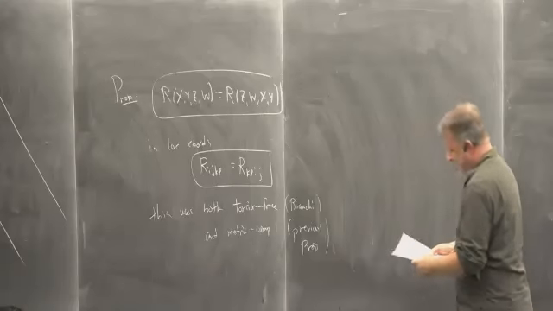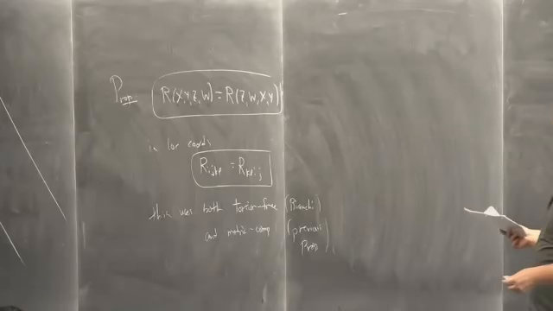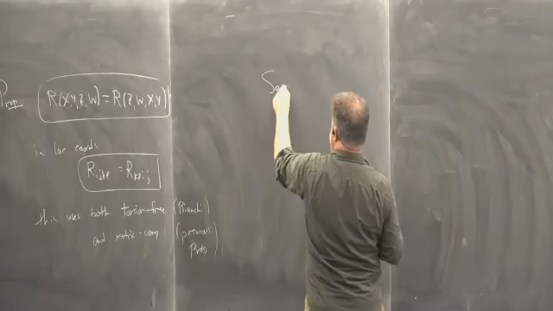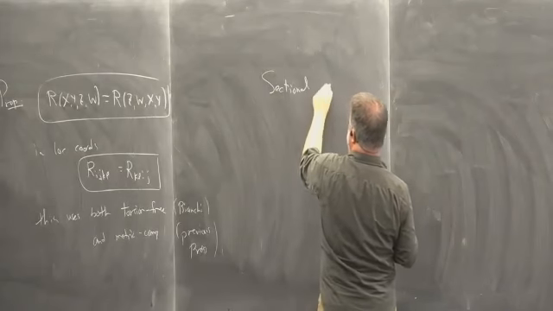Which you've either seen or you haven't. Now let's move on to sectional curvature, Ricci curvature and scalar curvature.